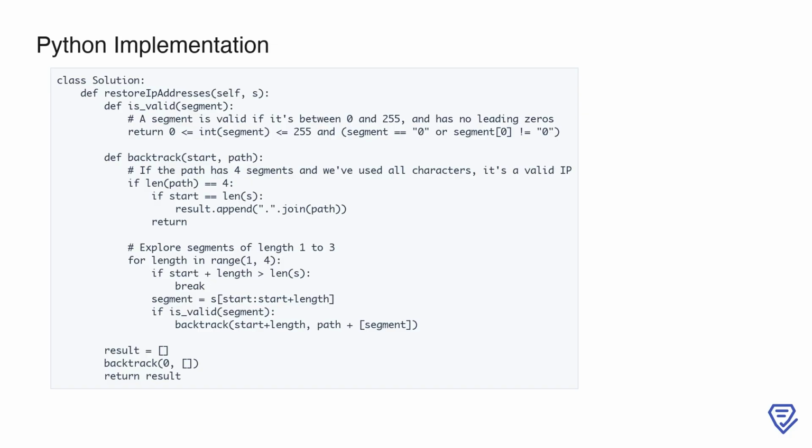The result list stores all valid IP addresses generated during backtracking. The initial call to backtrack starts with an empty path and index 0. The function ultimately returns the result list containing all valid IP addresses. This implementation handles edge cases such as strings that are too short or too long to form an IP address, e.g., fewer than 4 or more than 12 characters. The use of recursion ensures all possible partitions are considered efficiently, while the validation function ensures only valid IP addresses are included in the result.